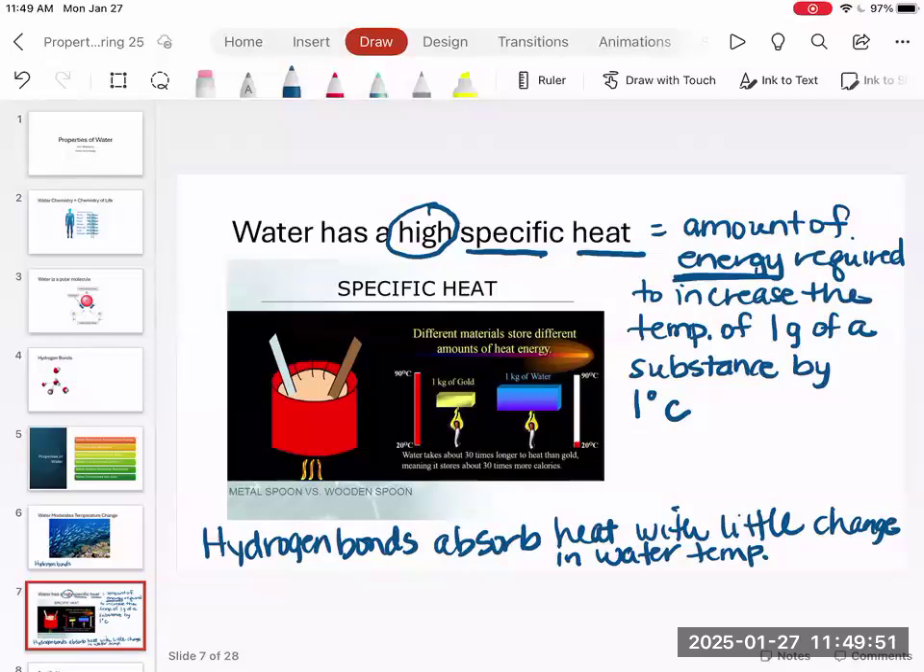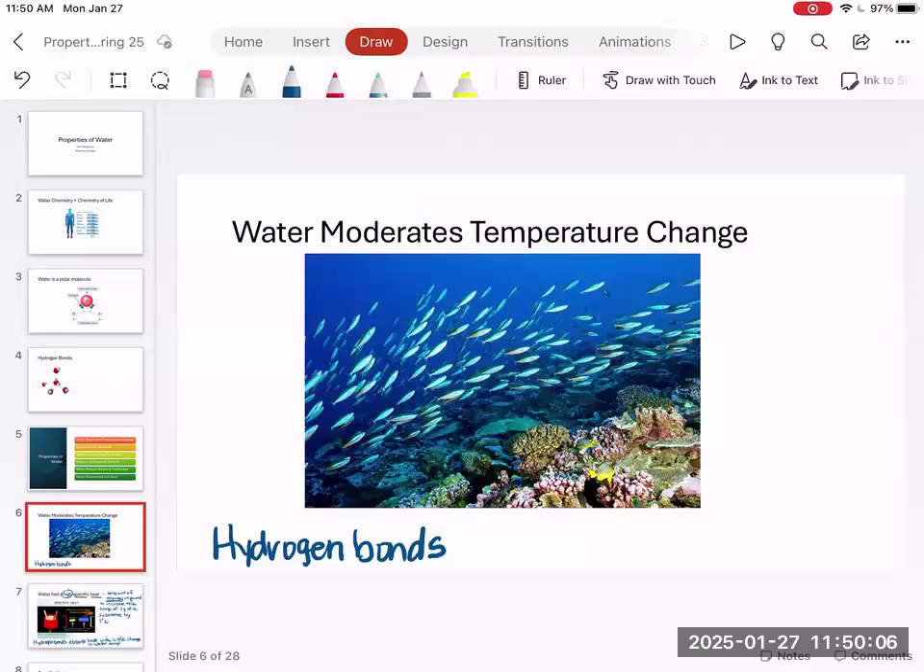Similarly, water can lose a lot of heat without decreasing in temperature. So water temperature is pretty constant. And again, that's because of these hydrogen bonds.